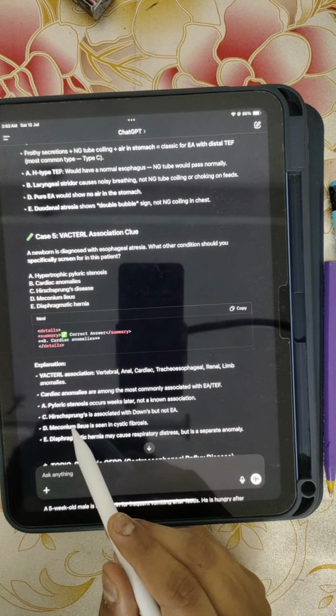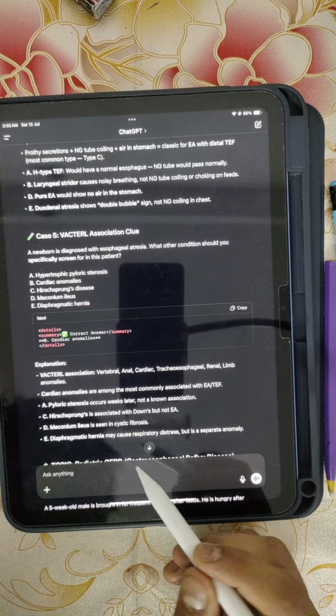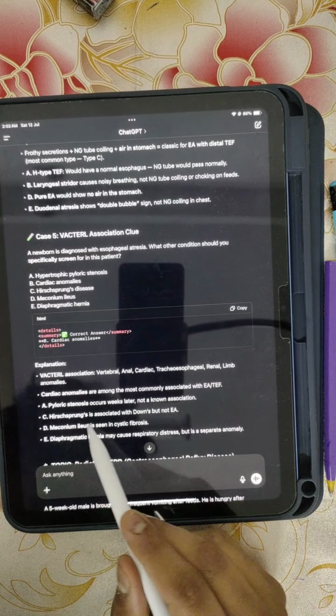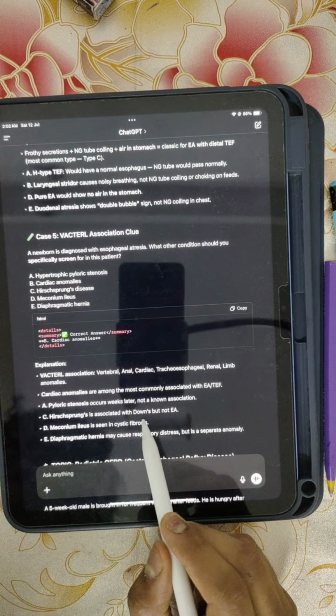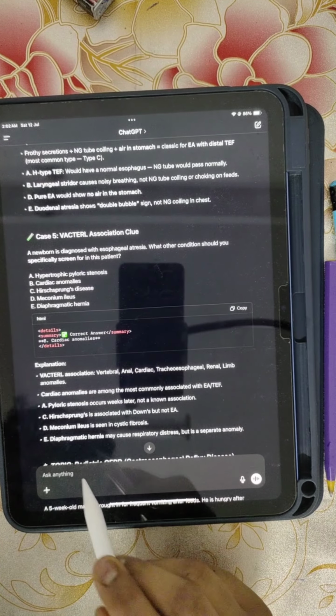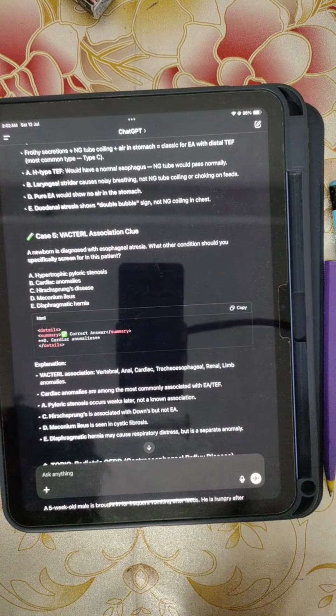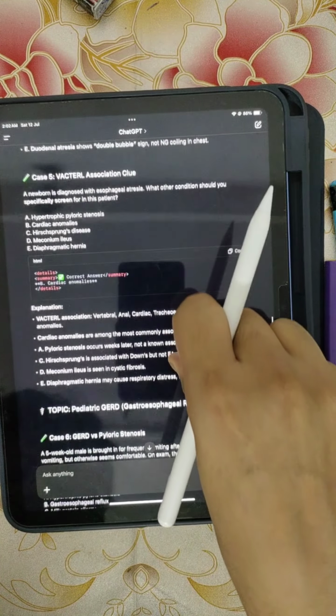Okay, pyloric stenosis occurs weeks later, not a known association. Hirschsprung's disease is associated with Down syndrome. Meconium ileus is seen in cystic fibrosis, and diaphragmatic hernia may cause respiratory distress. Okay, next.